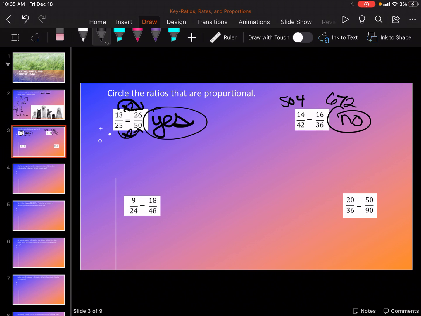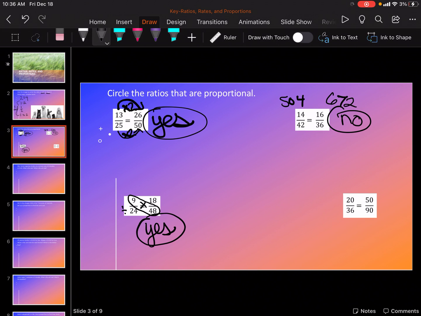So here, I'm going to do cross multiply and divide on this one. So I'm going to multiply these two and divide by 24. So 9 times 48 divided by 24 gets me 18. So yes, this is proportional. You also could have done 9 times 2 is 18, 24 times 2 is 48. Any of those strategies would work.